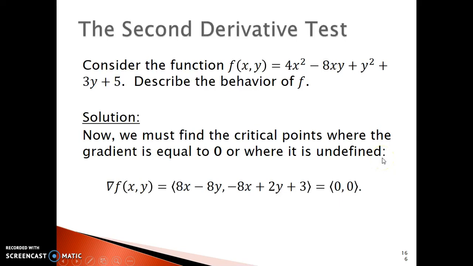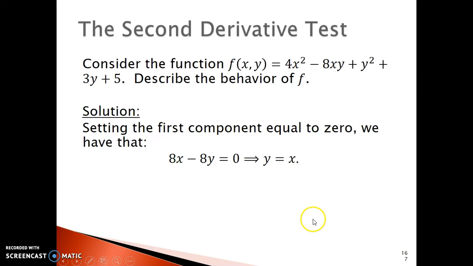The critical points occur where the gradient is equal to the 0 vector or it's undefined. Remember that the gradient is a vector valued function where the first component is the partial derivative with respect to x and the second component is the partial derivative with respect to y. And so we're looking for where that gradient is equal to the 0 vector. We can individually solve each component. When does 8x minus 8y equal 0, and when does -8x plus 2y plus 3 equal 0? Basically we have a system of equations.